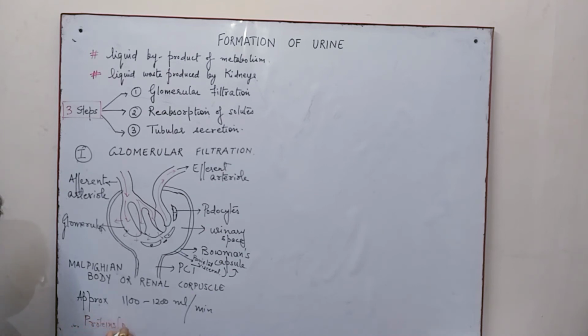only leaving behind the proteins, which are macromolecules, plus other large cells such as RBCs and all those cells which are present within the blood. These are not allowed to pass through, while other substances such as urea, glucose, creatinine, everything passes through these layers.